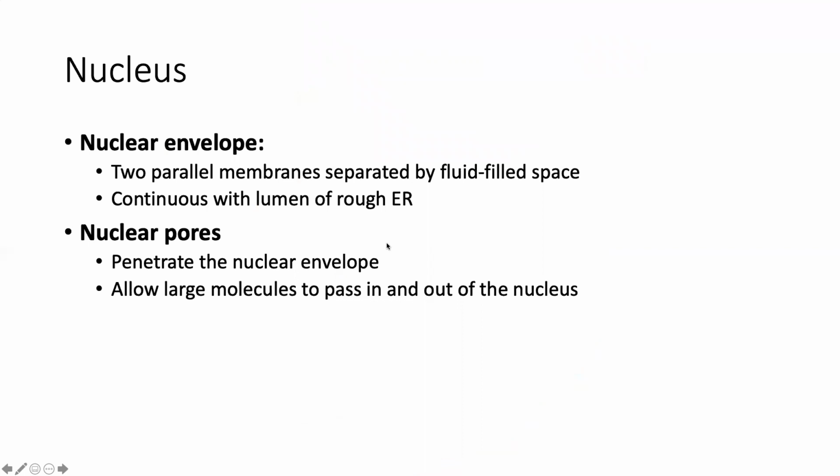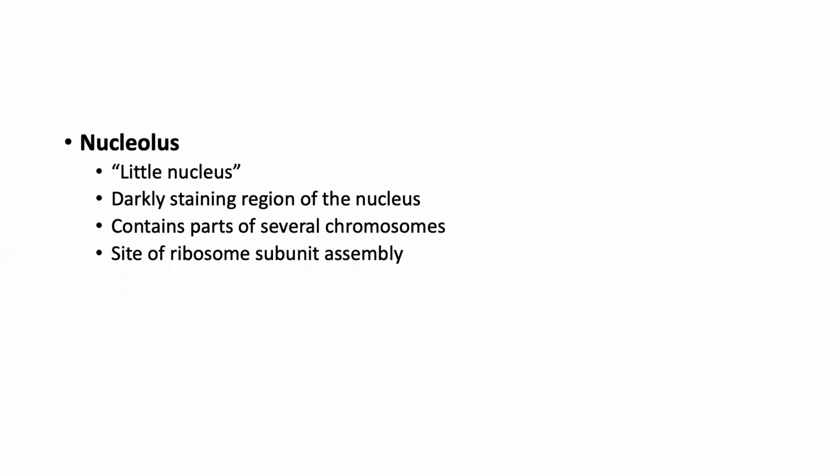Nuclear envelope, 2 parallel membranes separated by a fluid phase space, and it's continuous with the rough endoplasmic reticulum. There are little pores which penetrate the nuclear envelope, and these little pores allow larger molecules to pass in and out of the nucleus. Nucleolus is a darkly stained structure in the center, as we saw. It is the site of ribosome subunit assembly.